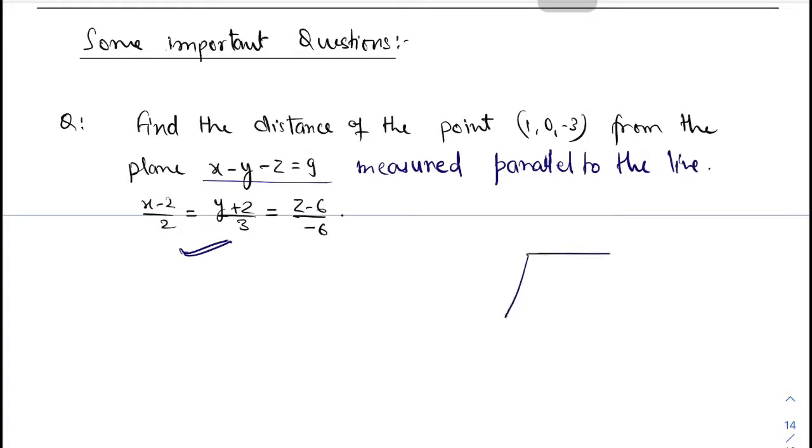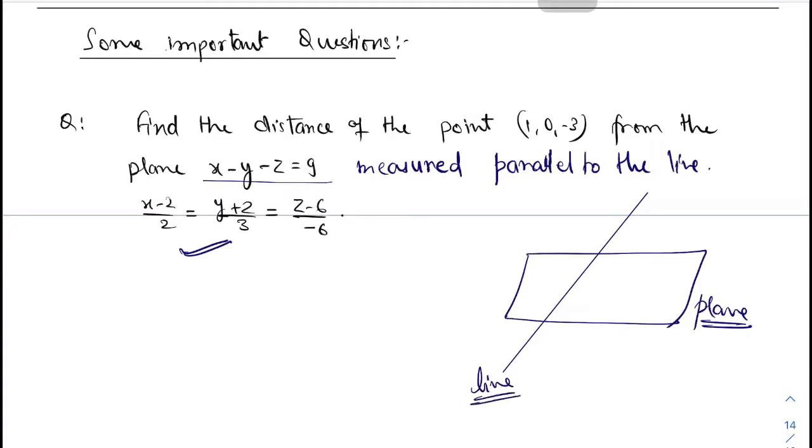So let me draw a figure. Let this be our plane, and this is our line. How can I conclude that the line and plane are not parallel? You can easily see the normal vector of the plane is i cap minus j cap minus k cap, and the parallel vector of the line is 2 i cap plus 3 j cap minus 6 k cap.